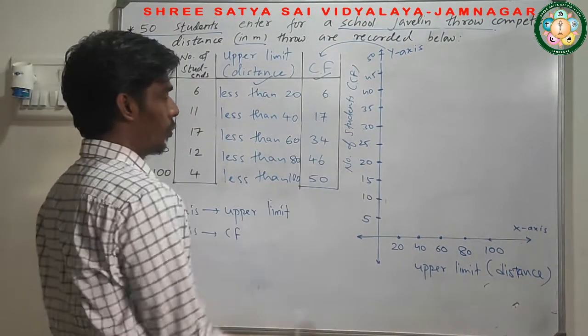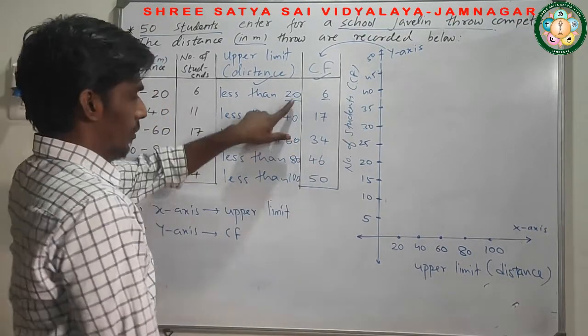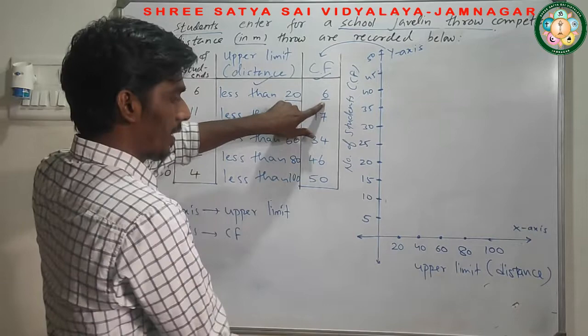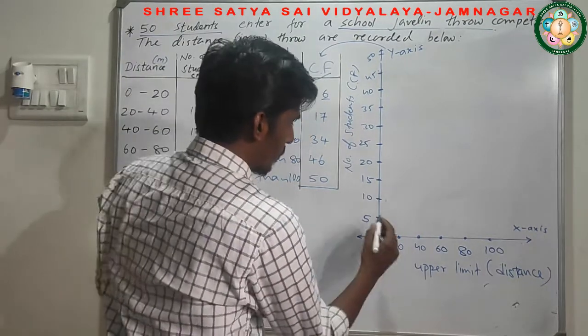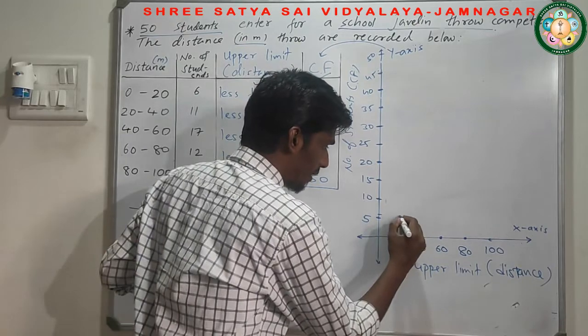Now you have to plot all of these. The first one is 20 and 6: 20 on the x-axis, 6 on the y-axis. So here it is 5, not the first line but the second line. Both will intersect somewhere here.